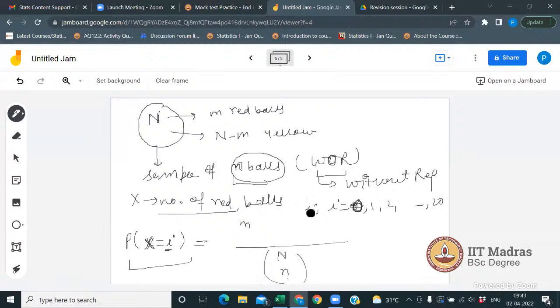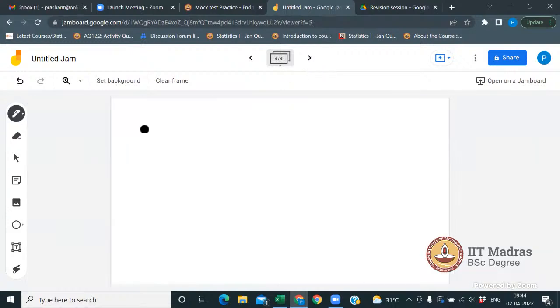Now this x represents the number of red balls, and in total you have m red balls. So out of m red balls, i red balls you are choosing. That means m C i. And in total you are choosing small n balls, so from the remaining balls you will choose n minus i. That is the hypergeometric distribution. This is the probability, not the expectation. If I'm asking about the expectation, then you have to calculate: 0 into probability of x equal to 0 plus 1 into probability of x equal to 1 plus 2 into probability of x equal to 2 and so on.